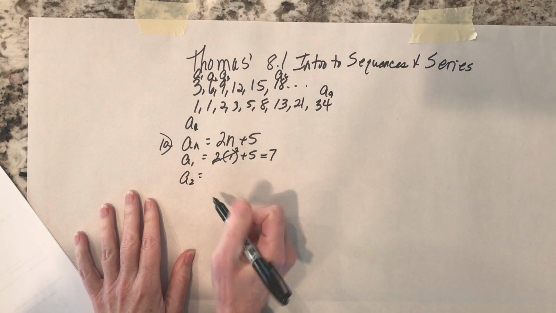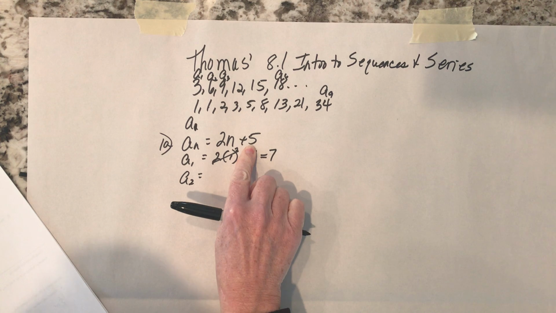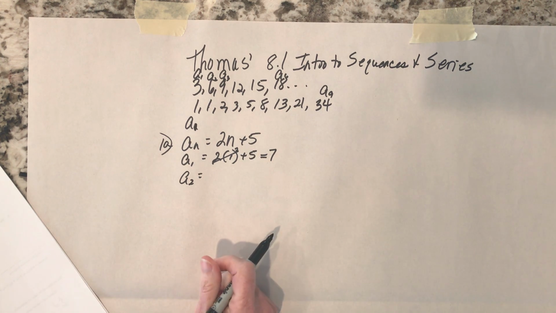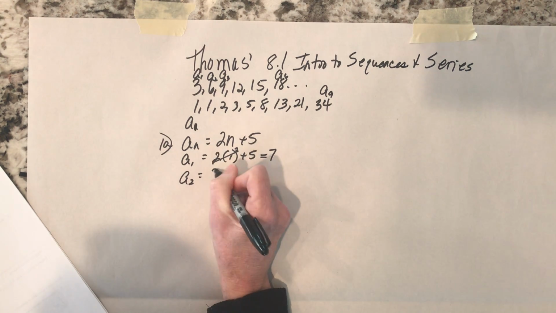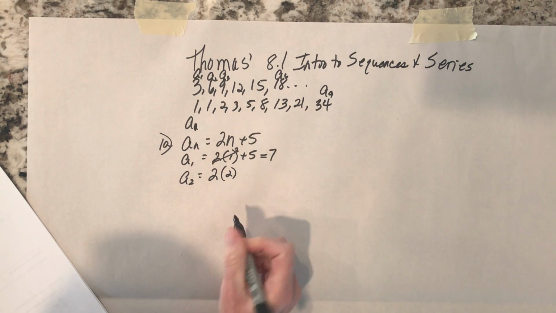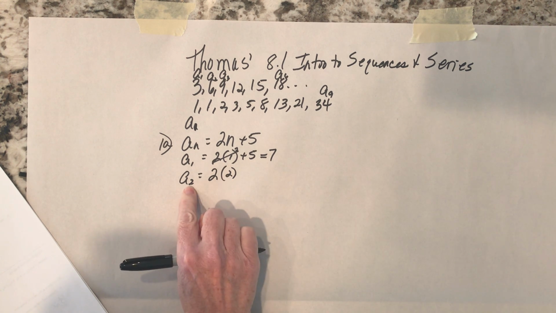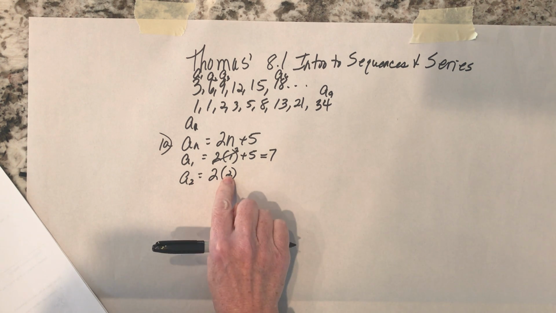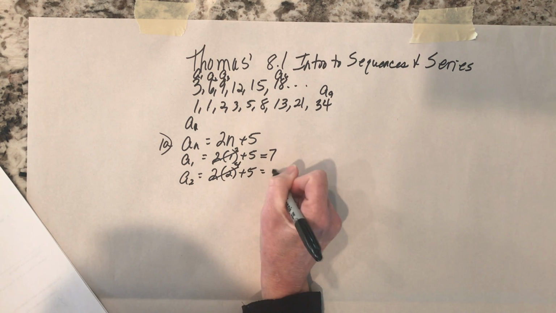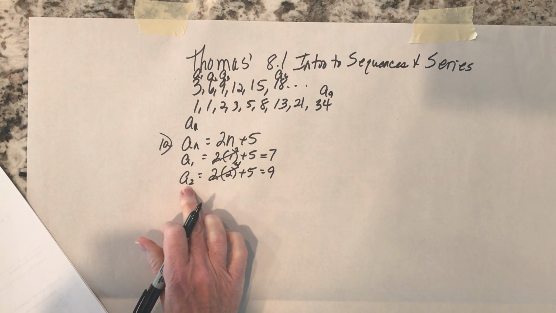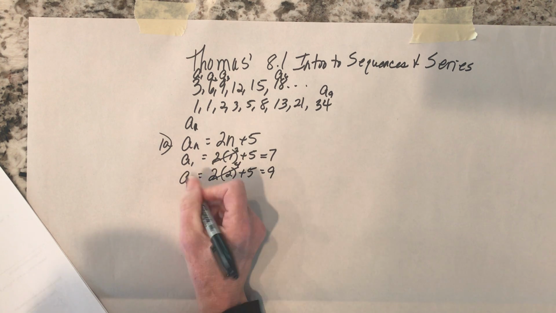A sub 2, the formula is 2n plus 5. This is a closed formula. That means that we can go grab any number we want. We're going to find the second one. We'll multiply 2 times the n. The n is a 2. Just put the number that is n in for the place of n. It's a plug-in. 4 plus 5 gives us 9. So the second term in the series is a 9.